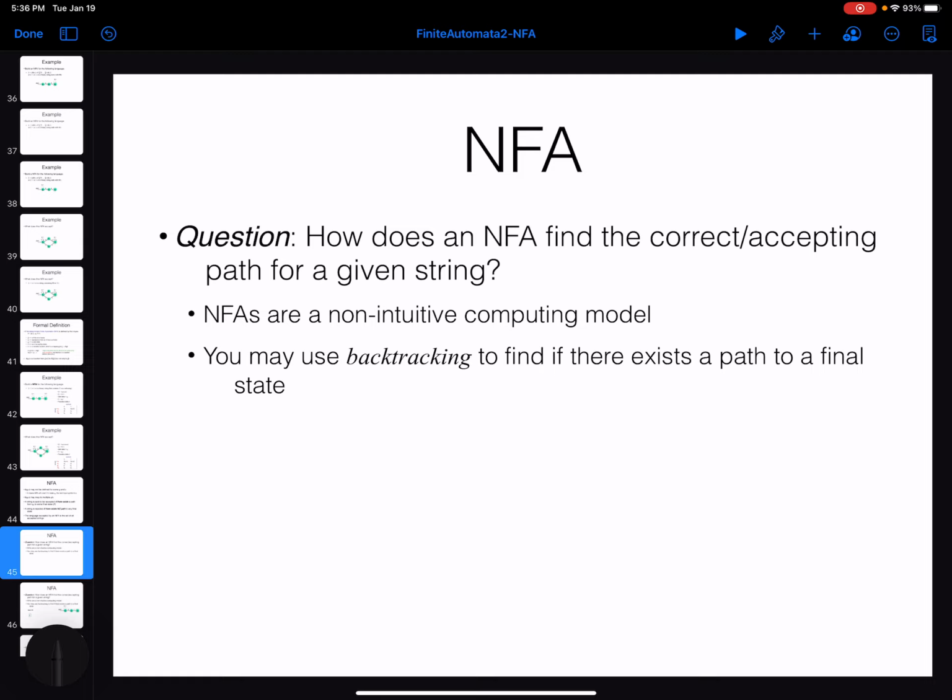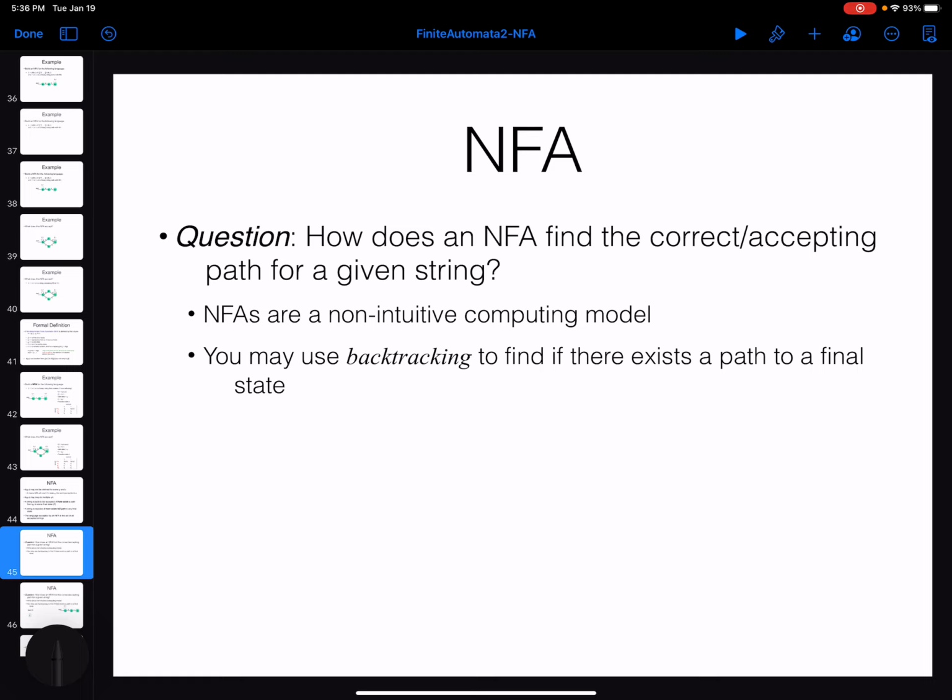But in the NFA, everything is different, because you have to search for one possible path that ends up in an accepting state, and there might be millions of different paths. How can we actually simulate an NFA? How does an NFA actually work?